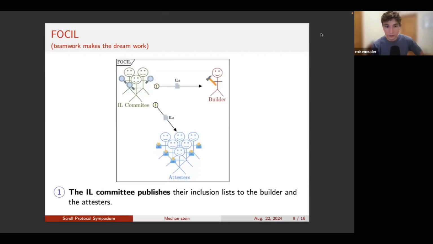Right. So just running through, again, this one's going to be pretty quick. The IL committee publishes their inclusion list to the builder and the attesters. Inclusion list, if you're not familiar, is basically a very weak, well, there's many different forms of it.